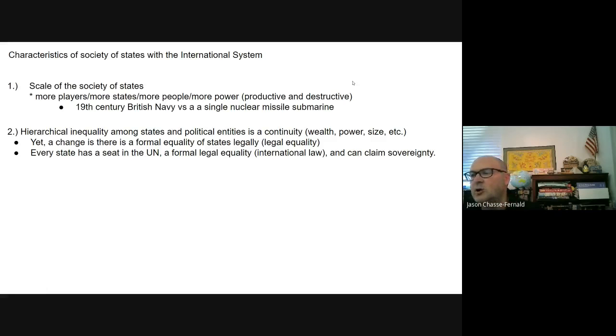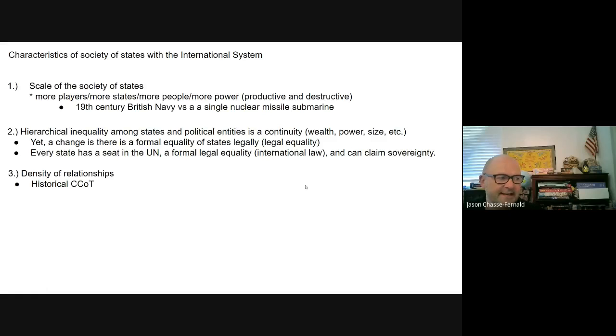As opposed to the colonial era, right? And these are things that before World War II, before decolonization takes place, was not true, right? So there's an emerging equality, right? At least legally.